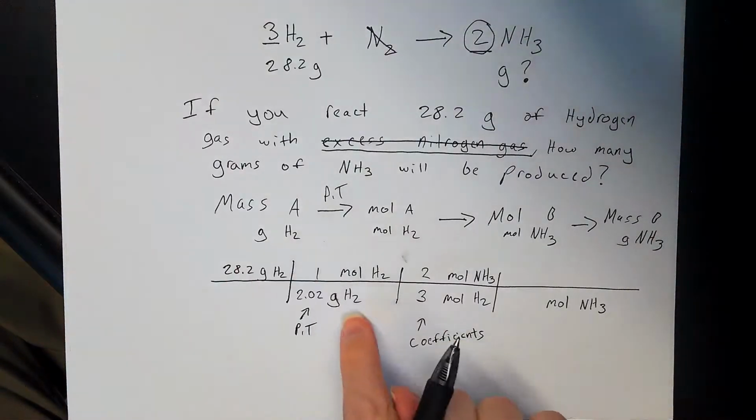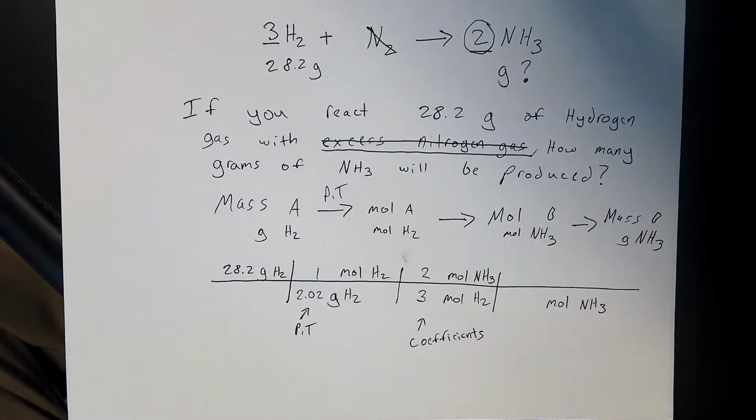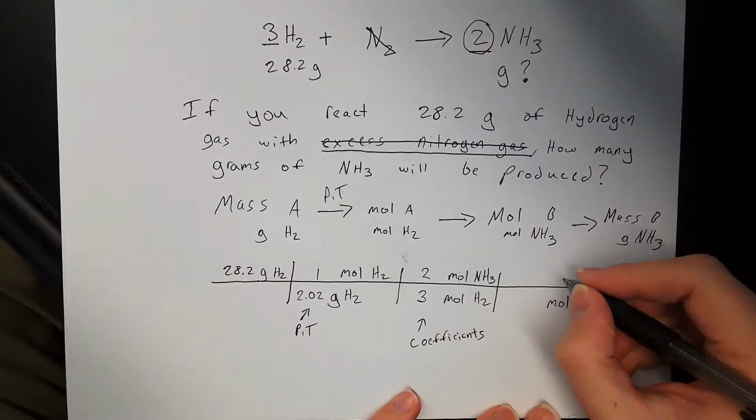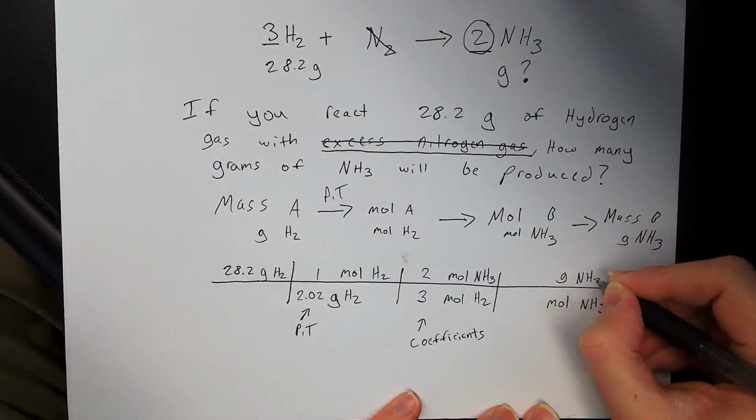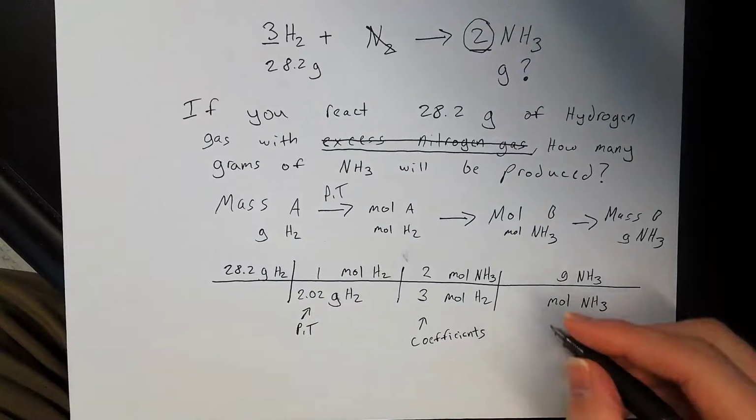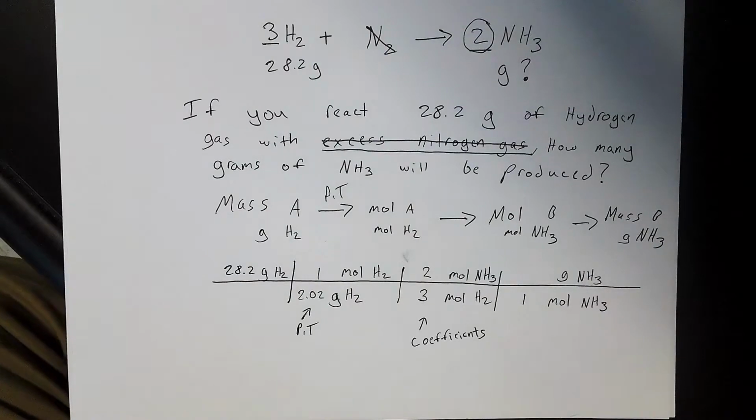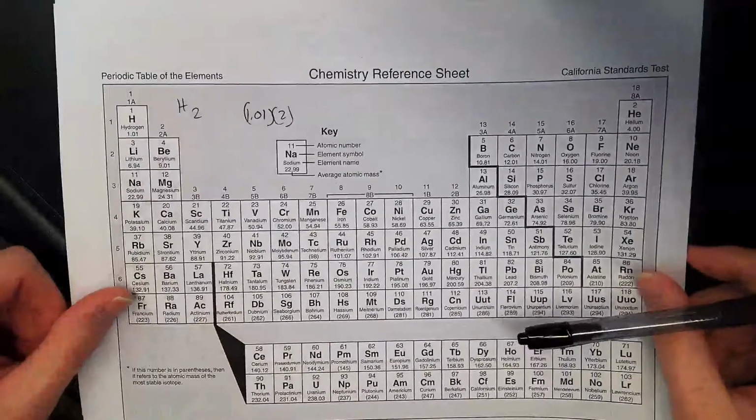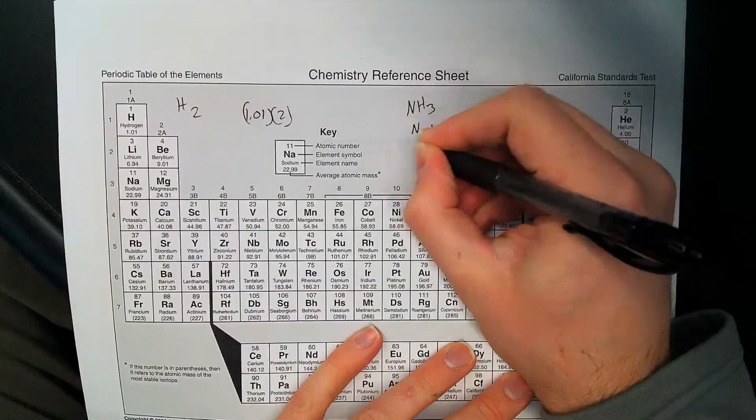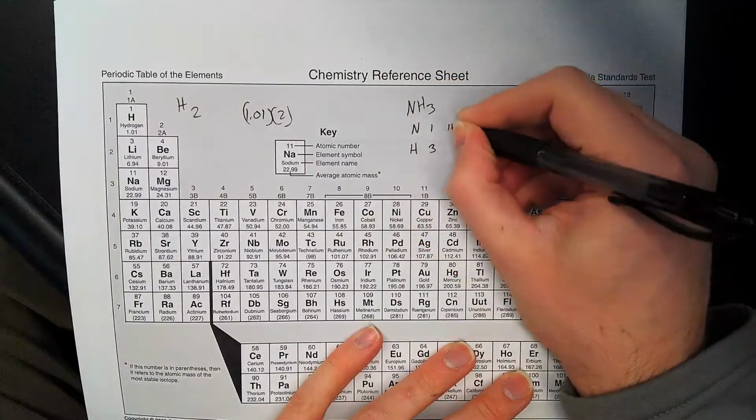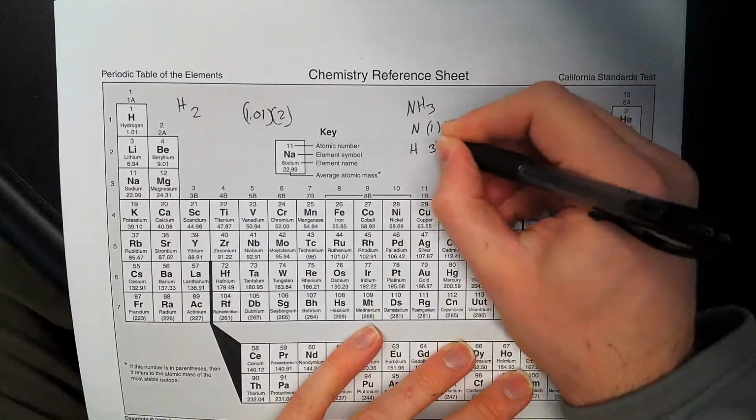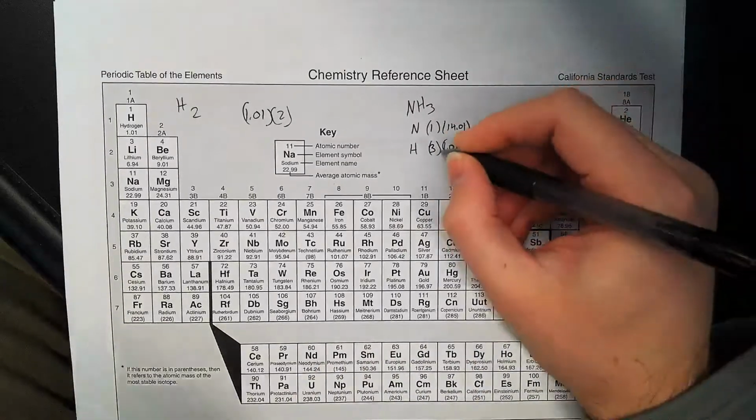If you're just writing random numbers here without units, you're going to get it wrong. I don't care how smart you are, you're going to get it wrong. And then you'll put grams of NH3 up here. So last but not least, you figure out the mass. So 1 mole, you look up NH3. We've got 1 N, which is 14.01, and 3 H's, which are 1.01 each. So you're going to add those up.